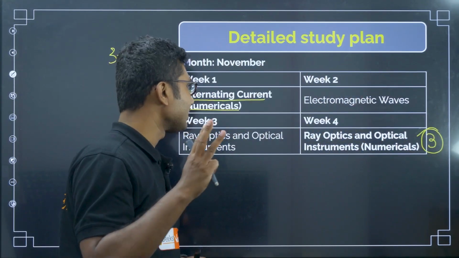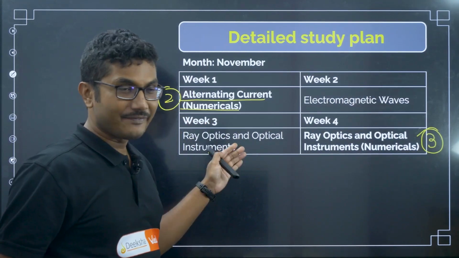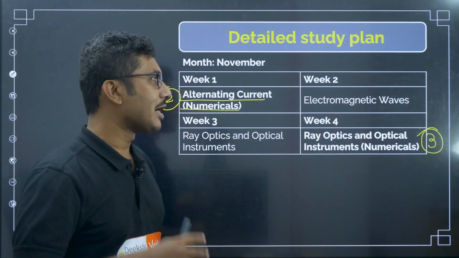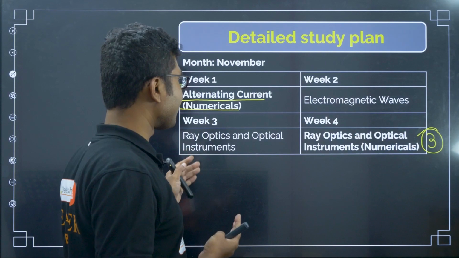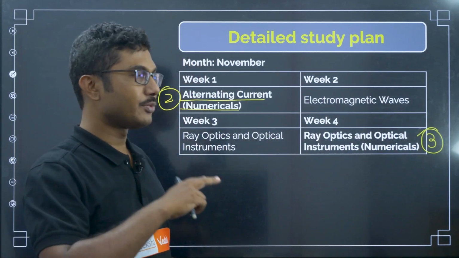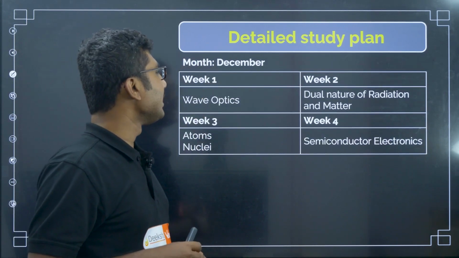So you are studying 3 chapters, but you have to answer only 2 numericals. To be on the safe side, we are practicing numericals from 3 chapters, but in the final exam you have to answer only 2 questions, out of the 4 questions that will be asked. If you have studied all 3 chapters correctly, then you will be able to answer 2 questions out of these 3 chapters. Next, let's move into the month of December.